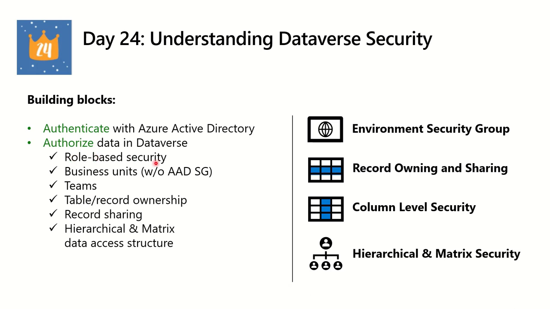such as role-based security, business units with or without Azure Active Directory security groups associated to them, teams, table and record ownership, record sharing, hierarchical and matrix data access structure. So these are all different terms that relate to how Dataverse authorizes people to do things. And so we'll talk a little bit about each one today, and I'll give you plenty of documentation so that you'll be able to follow up on this introduction with some additional detail.